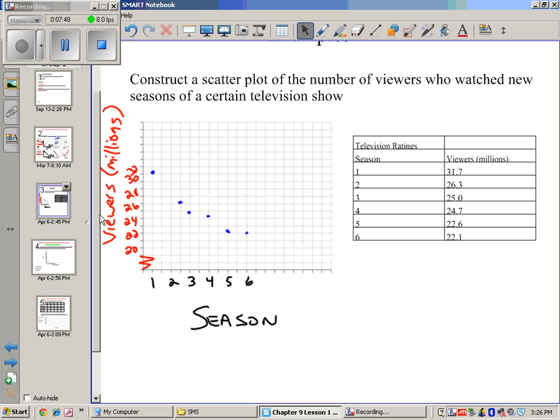And there you have your scatter plot. We don't connect any lines. There are no bars. We just plot the points.